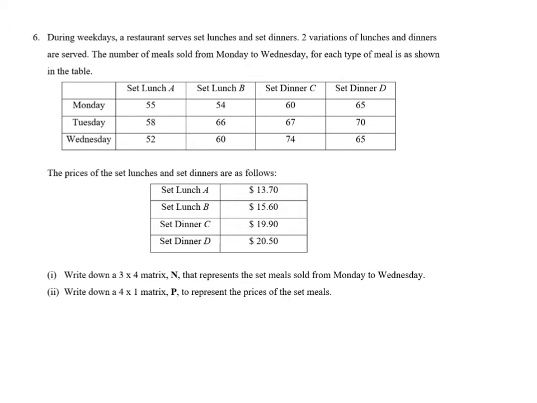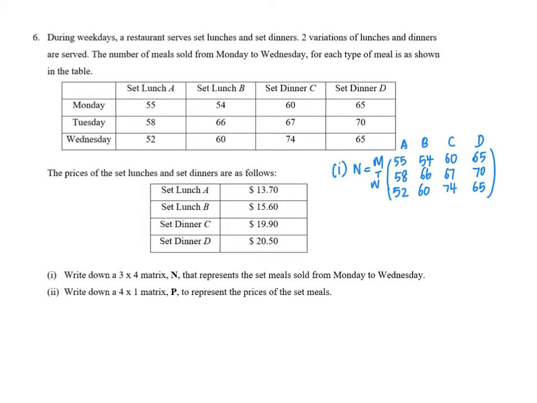Write down a 3x4 matrix N that represents the set meals sold from Monday to Wednesday. So it's quite obvious that N will have 3 rows, and the 3 rows will obviously be Monday, Tuesday, Wednesday. So each of the following data. We have a lot of data to consider. So this would be A, B, C, and D.